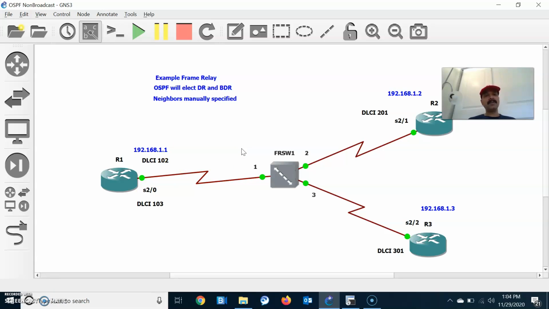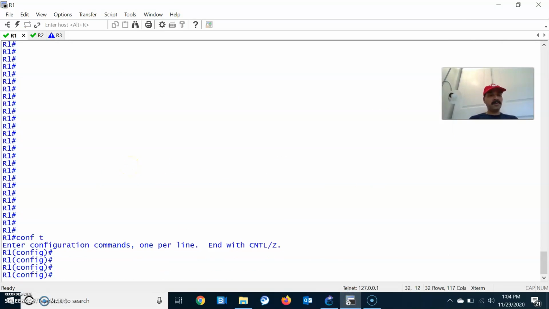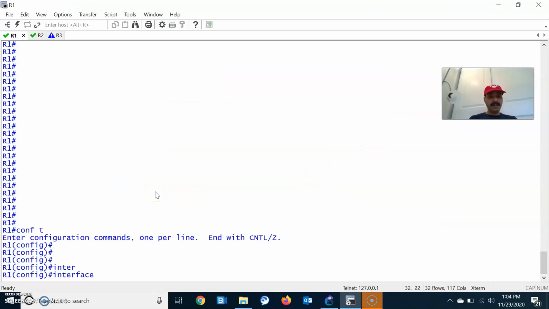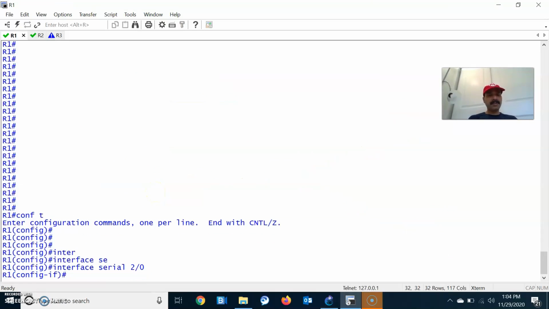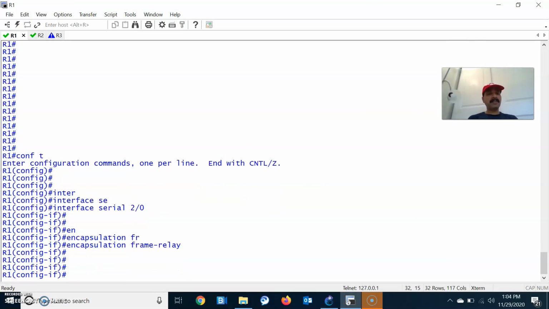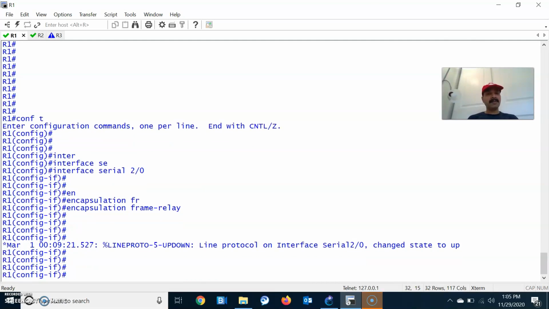Now let us go to the individual routers and configure the frame relay. After that, we'll enable the OSPF routing protocol. Let us go to configuration mode and interface serial 2/0. Now let us do encapsulation frame relay. That means I'm enabling frame relay. This is a non-broadcast network over frame relay, so I'm doing encapsulation frame relay.